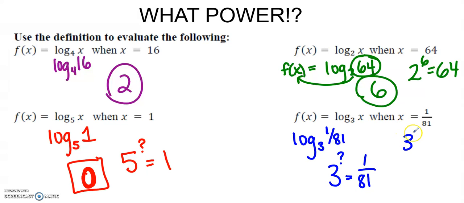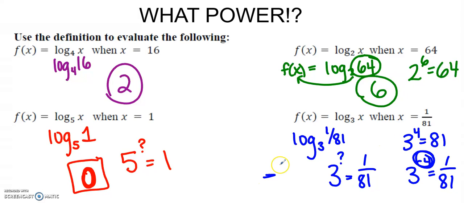So if I know that 3 to the 4th is 81, think to yourself, how could I get this to be the reciprocal? Hopefully you're thinking back to the last video, and if we take it to a negative exponent, that means we would get 1 over 81. So what power am I looking for? I'm looking for -4.